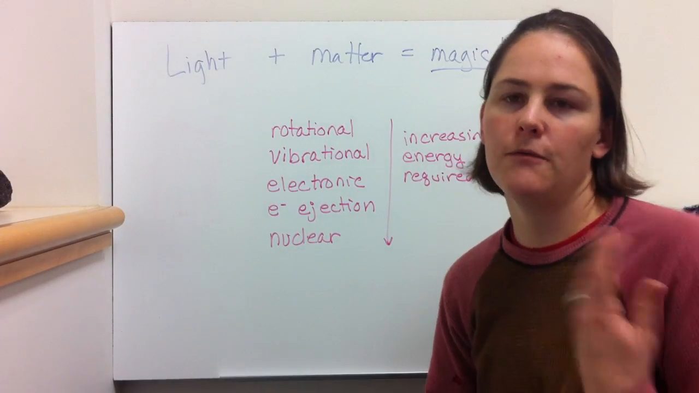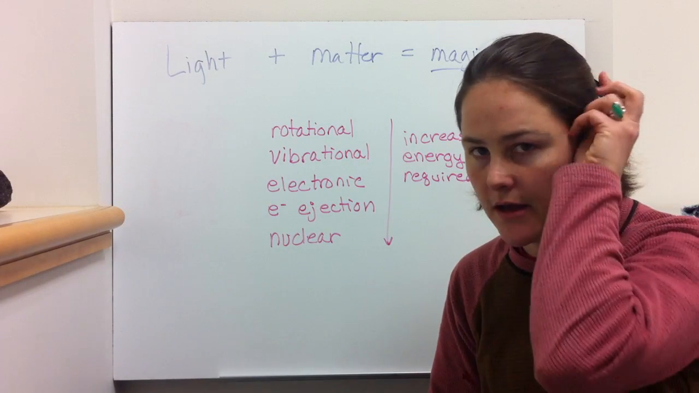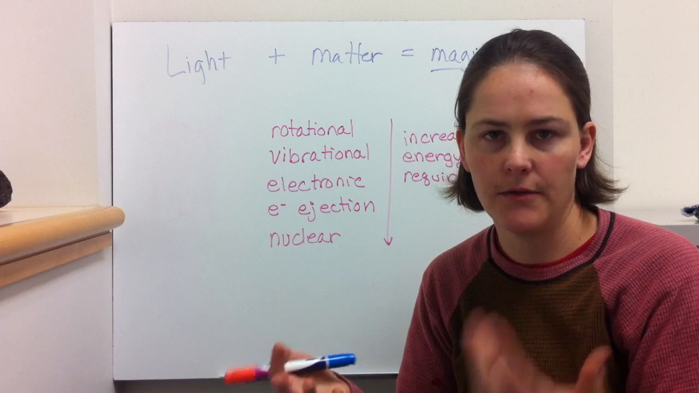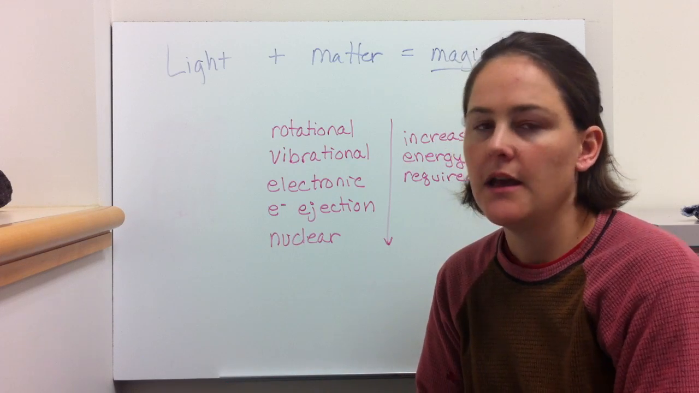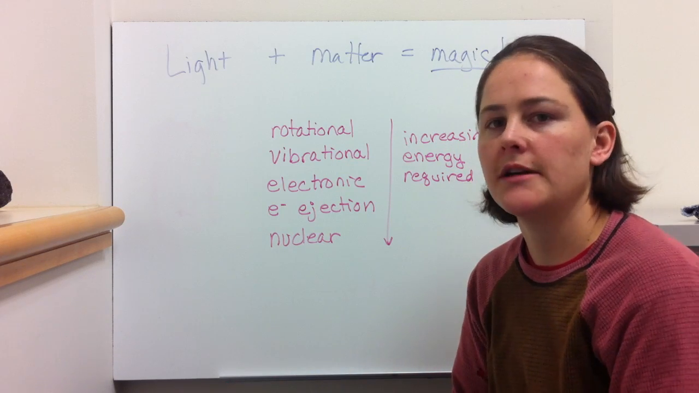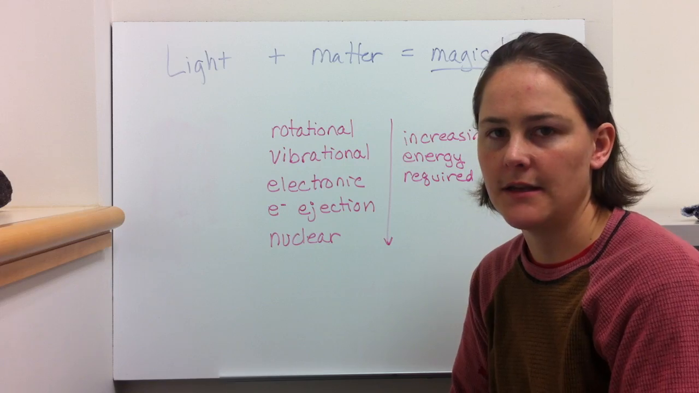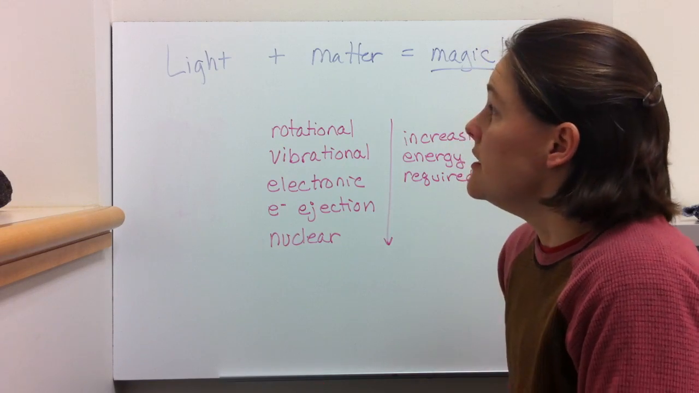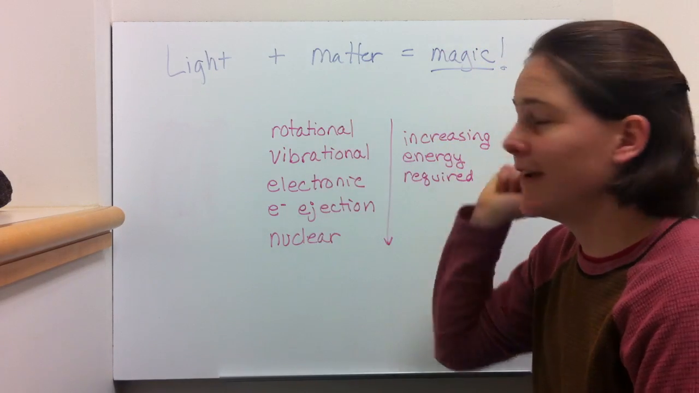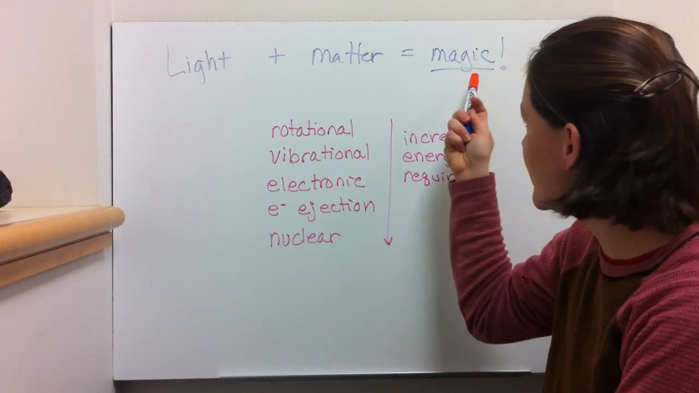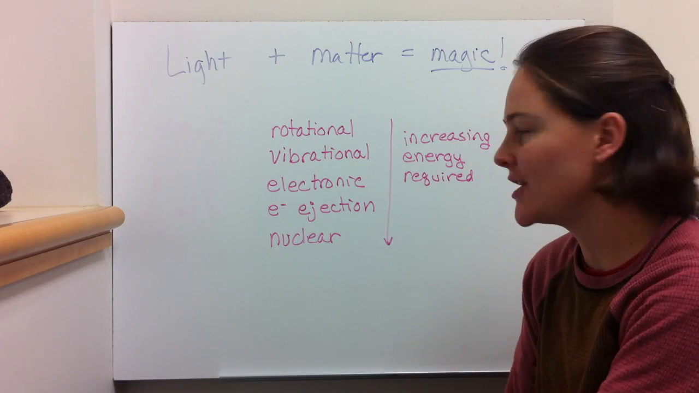So let's talk about what exactly happens when an electron, or when a molecule, absorbs a photon. We're going to be thinking mostly about electronic transitions, so things that you would see in the UV-visible range. So light matter, magic. Let's find out what's behind the curtain of this magic.